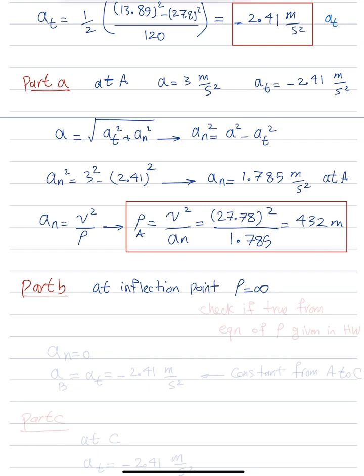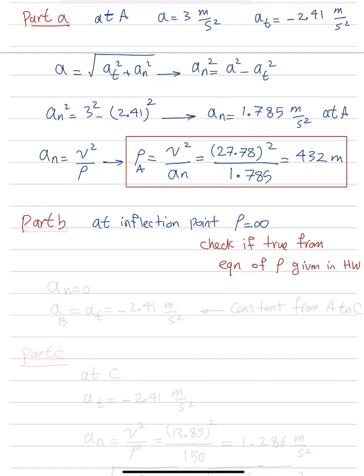Or in other words, you can also check this, so maybe you can do this on your own. Check if this is true from the equation of rho given in the homework. In one of your homework problems, I gave you the equation of how to find rho if you're given the function of y and x. If you remember what an inflection point is, then you should see that rho is going to be infinity at that point. Okay?